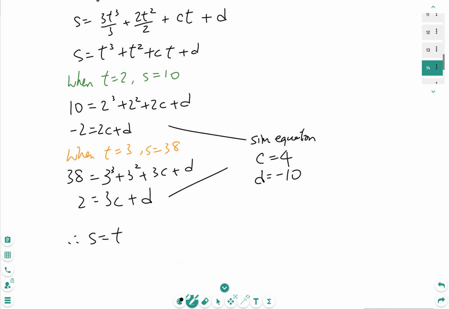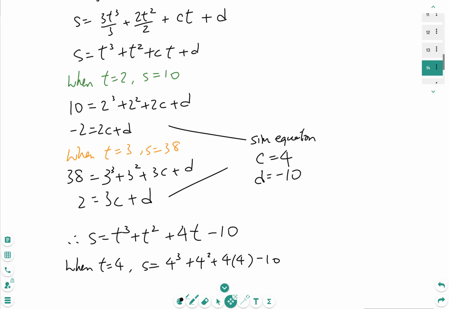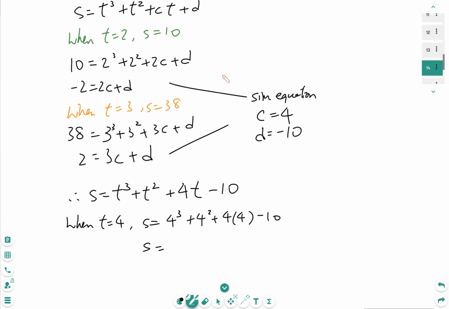So s equals t cubed plus t squared, oops, my plus becomes a t, plus ct plus d, which is plus 4t minus 10. When t equals 4, then s equals 4 cubed plus 4 squared plus 4 times 4 minus 10. And then put it in a calculator or use mental maths: 86 meters.